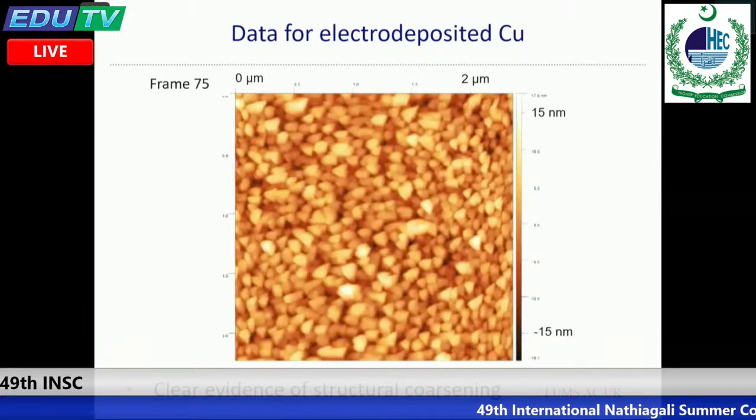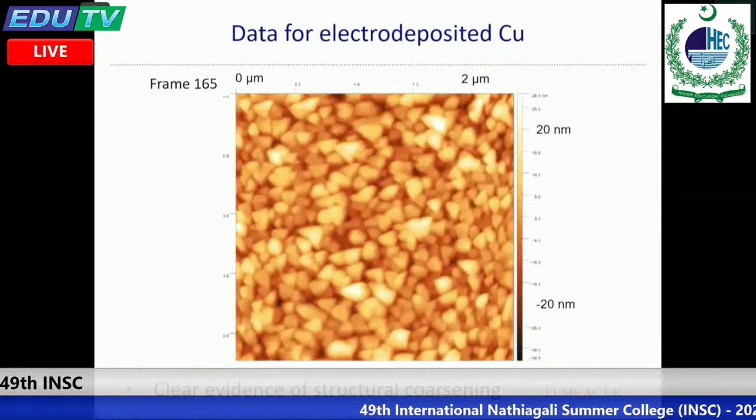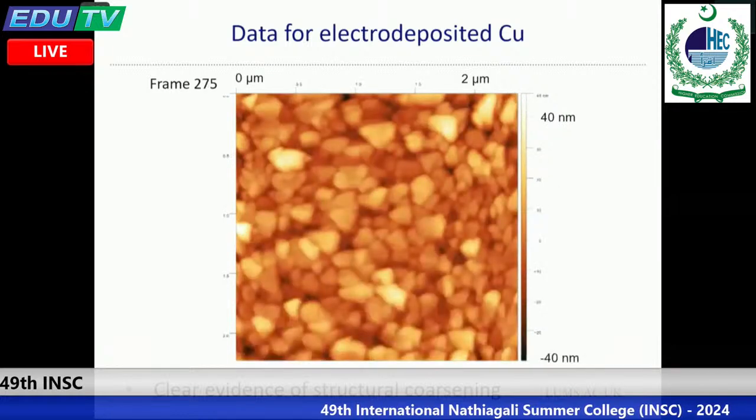So let's look at some of this in detail. What's the evidence for the surface coarsening? Well, I'll just show you again a few frames from that video, one after the other. So that is frame 75, 165, pretty clearly more coarse, and 275, much coarser. If you look in more detail, you can then get an idea about how it actually gets coarser.